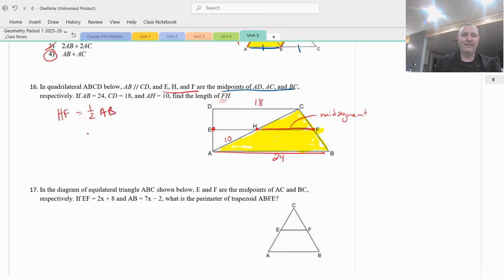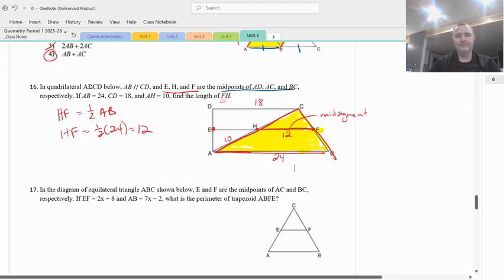That's it. So all we have to do is just take half of 24. And we're going to get 12. And that's the answer. This line is just 12. Done. Okay? So it gets a little tough because it looks like there's triangles in here, but we really want to focus in on the fact that we have midpoints of this triangle, and so that segment is a mid-segment.